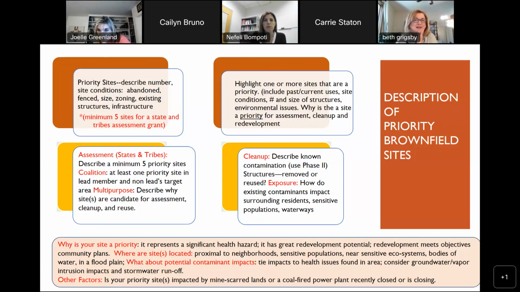My understanding is that the minimum is 5 priority sites for assessment, state and tribes. Is that not correct? My understanding is that is correct. It is 5 and at least 1 in each. So you can have more than 1 in some of them, but you have to have 5 total. 5 total. Got it.